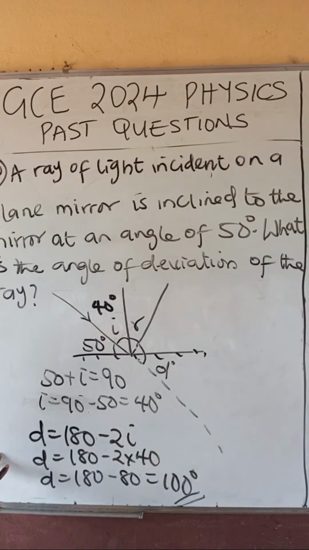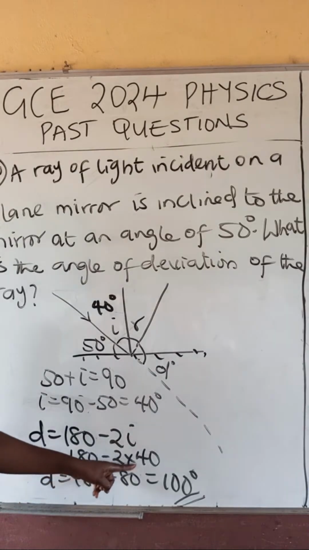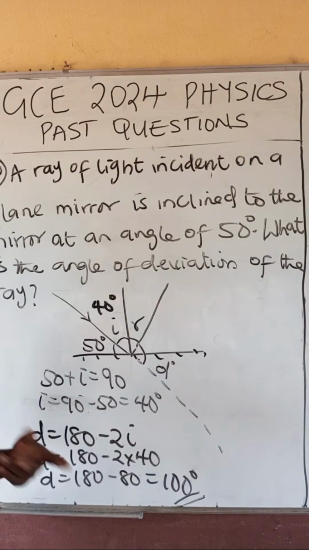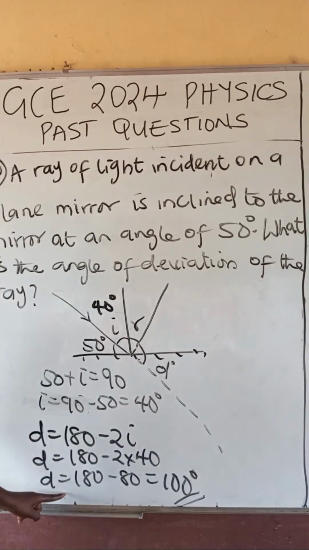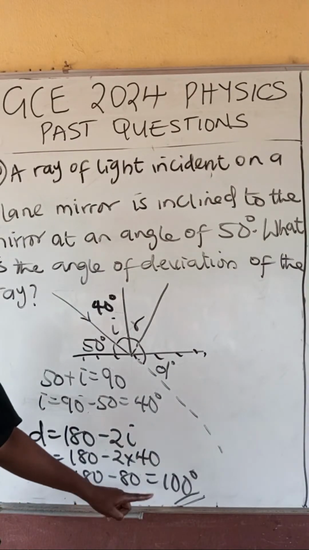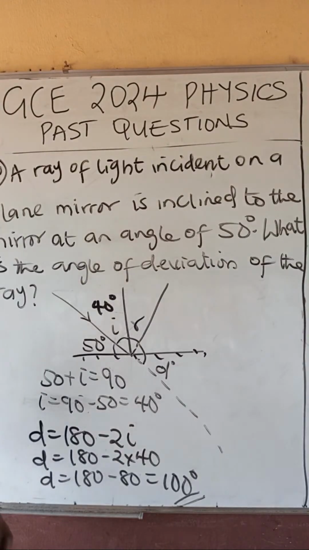Okay, so my deviation formula becomes D is equal to 180 minus 2I. All right, so what do I have? D is equal to 180 minus 2 multiplied by 40 because my I is 40. Okay, now this is equal to 180 minus 80 and my answer becomes 100 degrees.